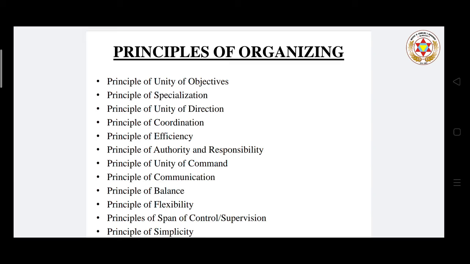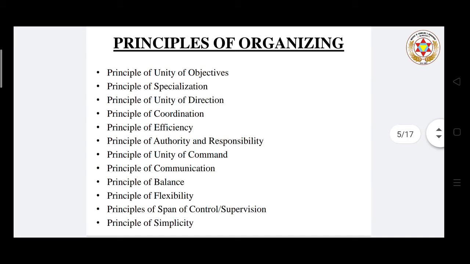The principle of communication means communication flows in the organization through specified channels of communication. The principle of balance means balance of various aspects of the organization which are relevant for organizing, such as balance between the various organizational functions, between centralization and decentralization, and balance in the resource allocation of various organizational units. Flexibility means change in the organization is required because of changes in the environment in which the organization has to operate. The second last is the principle of span of control, which indicates the number of subordinates which can be put under a supervisor. And the principle of simplicity means there should not be numerous levels of management, committees, etc.